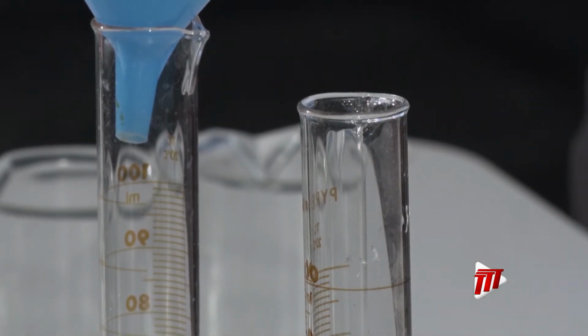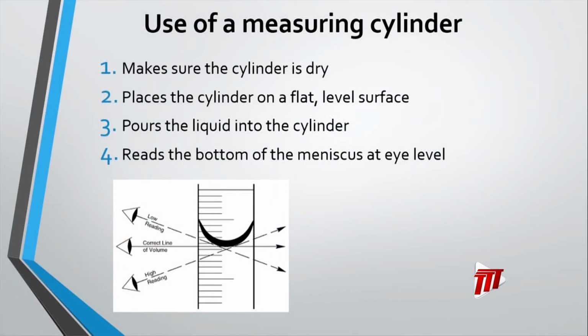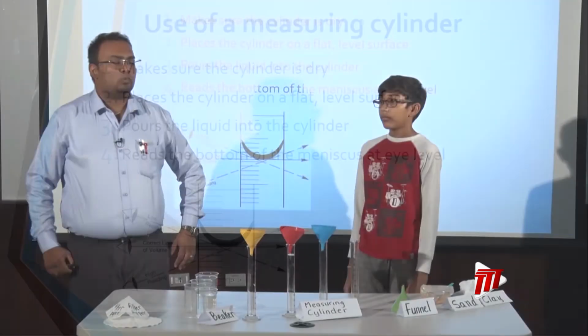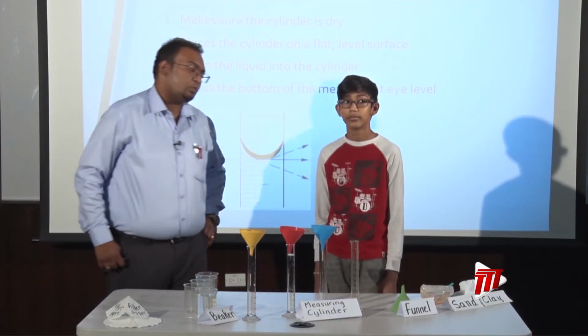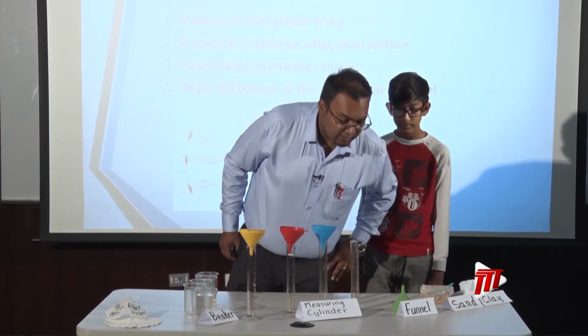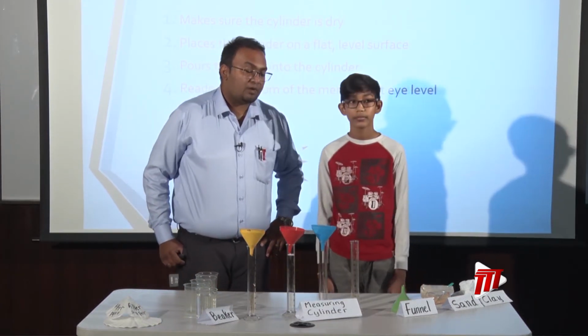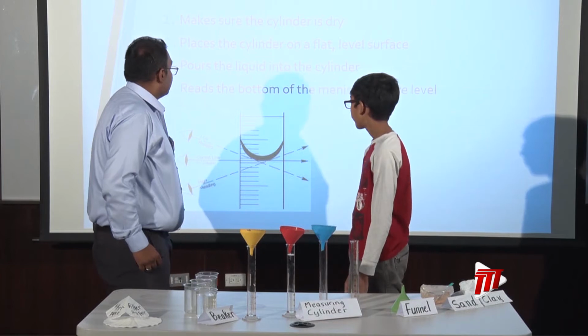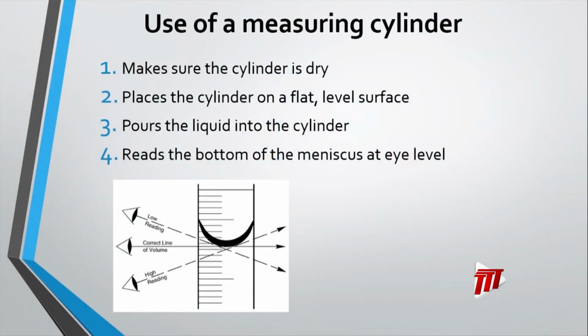Another very important feature is how we physically stand and place ourselves when using a measuring cylinder. We're not going to look at it from this side, and we're not going to look at it from on top. If we see in the diagram, we have a low reading, a high reading, and a correct reading at the bottom.